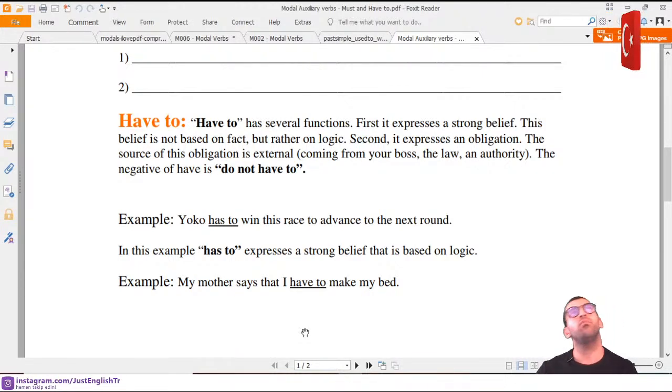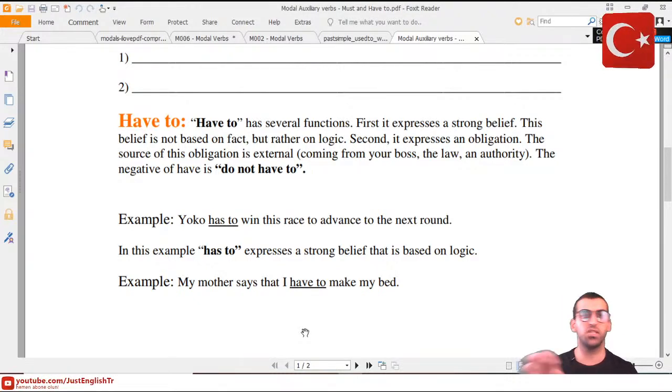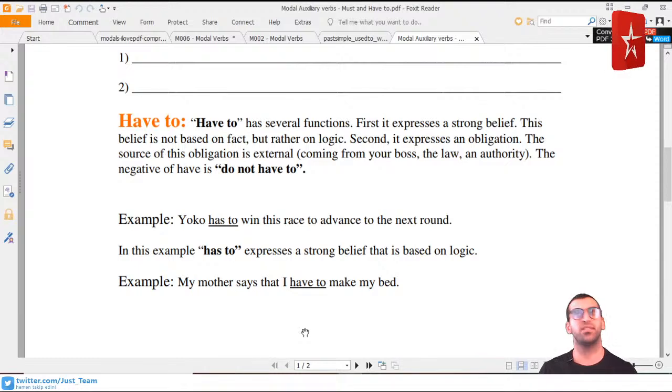But must, for example, my mother asks me to do my homework. She says, Nijat, you must do your homework. Okay, so this is an internal obligation, but have to or has to comes from your boss, the law, or authority. For example, everybody has to be silent in the library. This is for everyone. Or everyone has to buy a ticket for the cinema. This is a general rule for everyone.